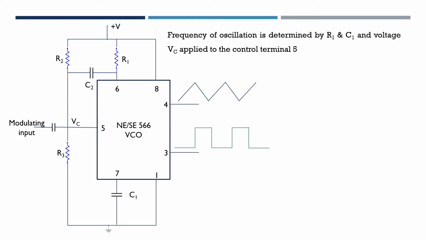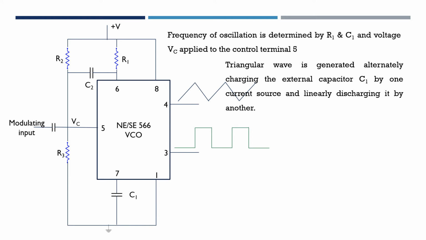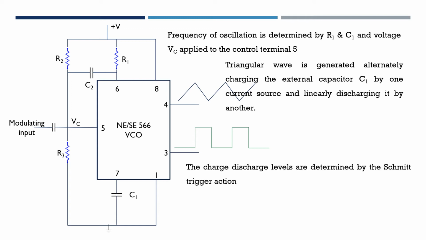The frequency of oscillation is mainly determined by R1 and C1 and the voltage Vc applied to the control terminal 5. The triangular wave is generated by alternately charging the external capacitor C1 with one current source and linearly discharging it with the other current source. The charge and discharge levels are determined by the Schmitt trigger action. The Schmitt trigger also provides a square wave output. So the square wave is nothing but the output of the Schmitt trigger.